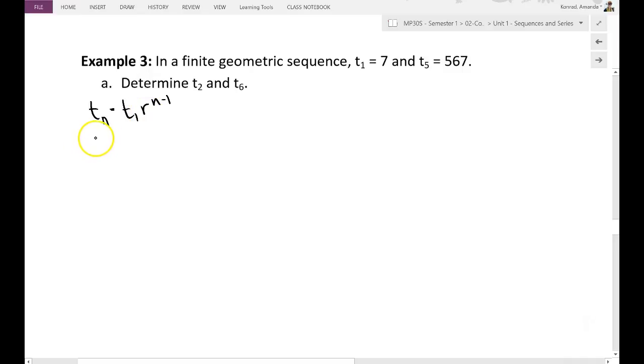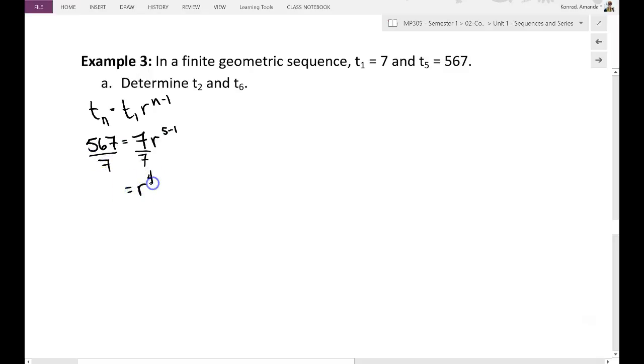We've got 567 equals 7 multiplied by R to the power of 5 minus 1. Now again, it's 5 because 567 is term 5. From here, we've got some moving around to do. So I'm going to divide that 7 away. So I'm trying to isolate my R.